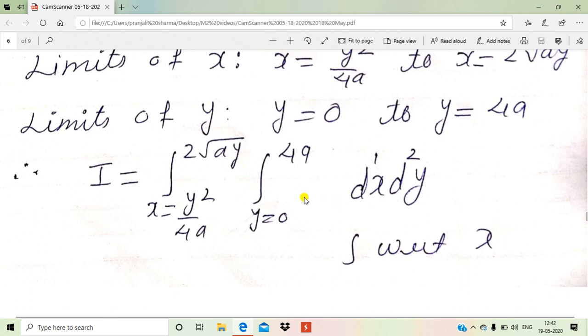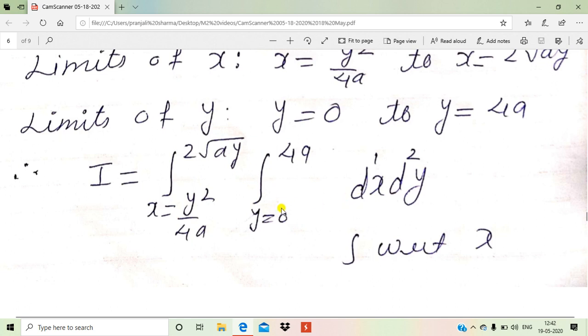The function will be the same. If we have to change the order of integration, the function will be unchanged, and we have to change the limits only by tracing the region of integration and by making a vertical strip horizontal or a horizontal strip vertical. So after changing the order of integration, the integral will now be the integration between the limits y square upon 4a to 2 into root over ay, and y is equal to 0 to 4a, of 1 dx dy.